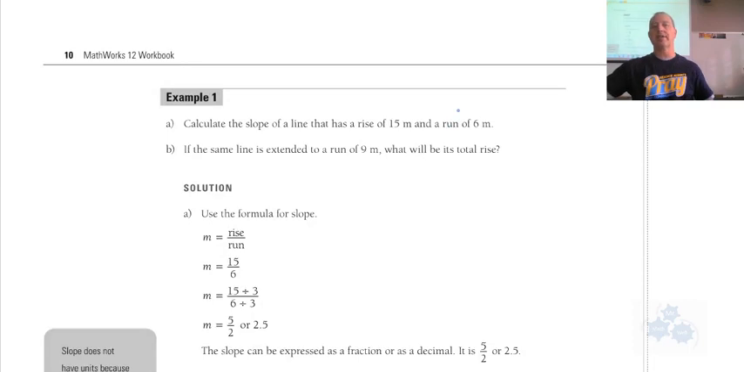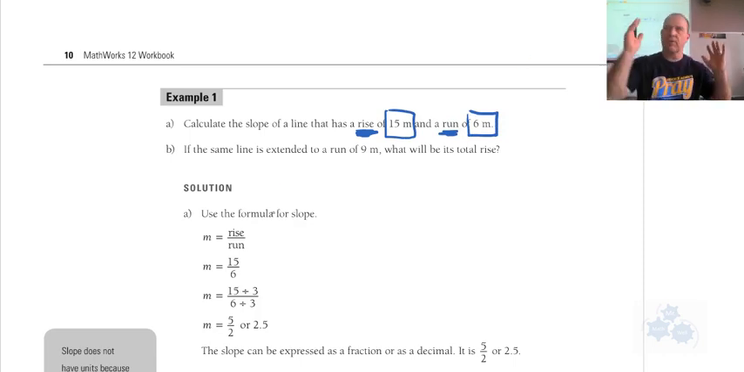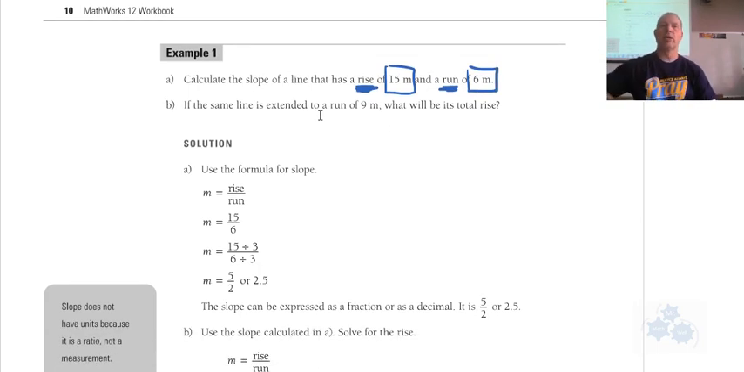Okay, so for an example, calculate the slope of a line that has a rise, oh, there's a key term, of 15 meters and a run of 6 meters. So the solution's all worked out for you. You don't have to write anything down, but I'll just highlight how this solution looks here. And of course, we know that slope equals rise over run. So you literally take this number of 15 and divide it by this number, the run, of 6.